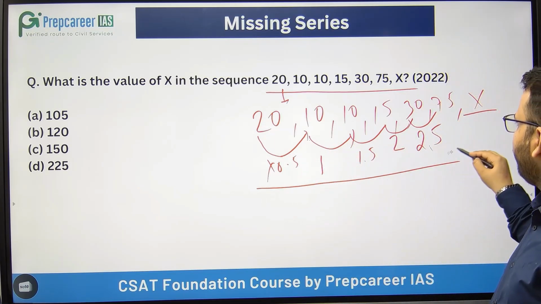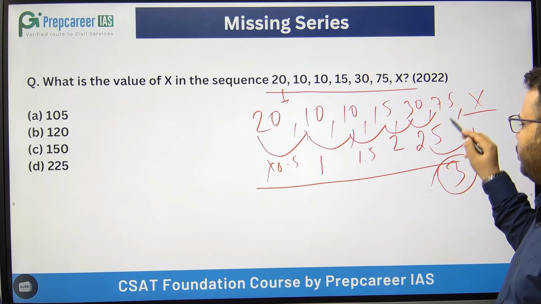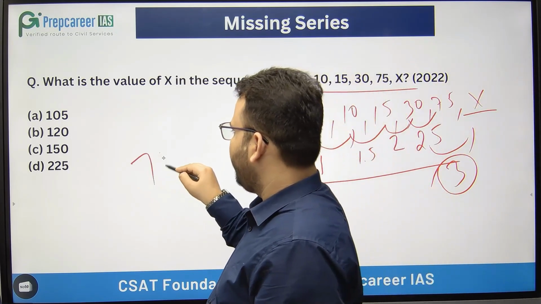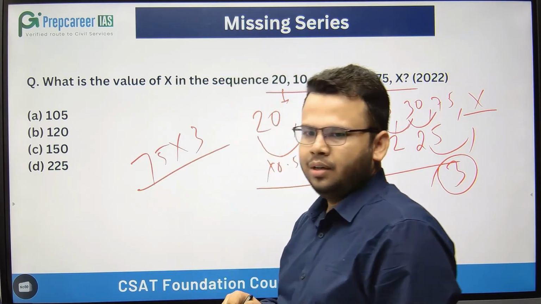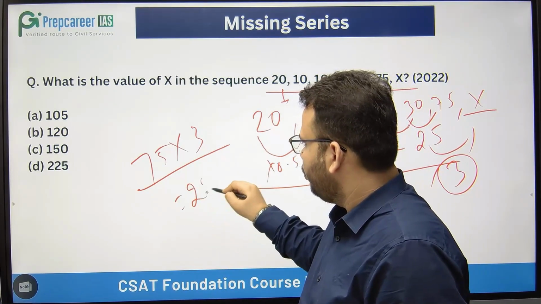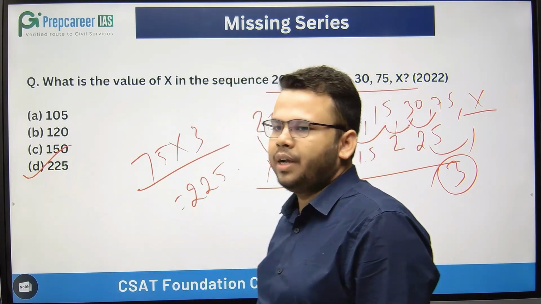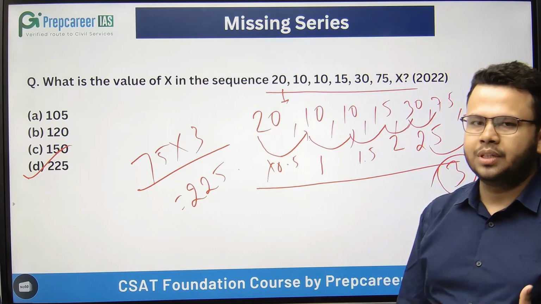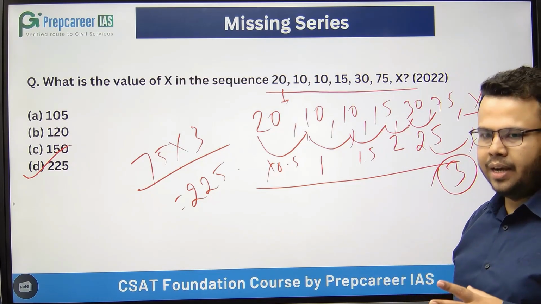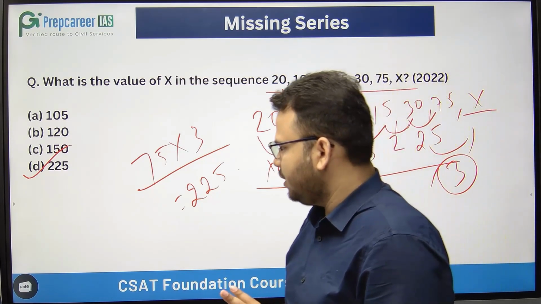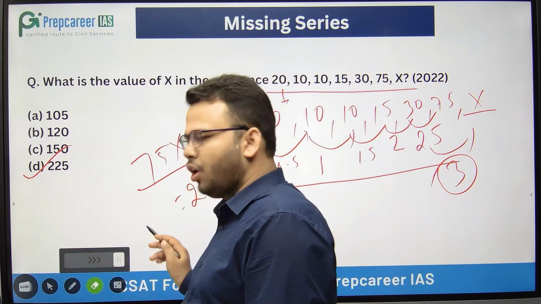Then next we are going to multiply by 3. So 75 को you have to multiply by 3. So the answer will be 225. So 225 will be the missing number of this series. I hope you have got the idea how you have to solve such questions. Just identify the pattern, you got your answer.